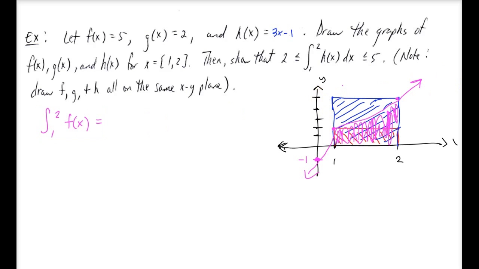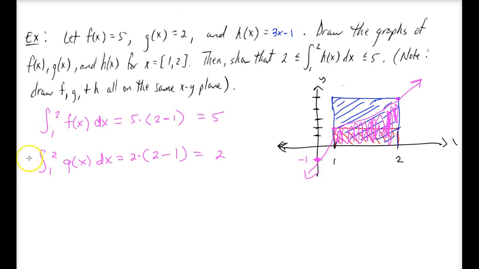and I need to get the notation right here. Now that's just going to be the height of f of x, which is 5, times the difference between 2 and 1, and that's just going to be 5. And going from 1 to 2 of g of x, same thing, that's just going to be 2 times the difference, because that is what the length and width of the rectangles are.